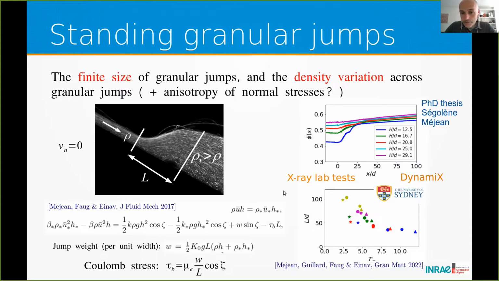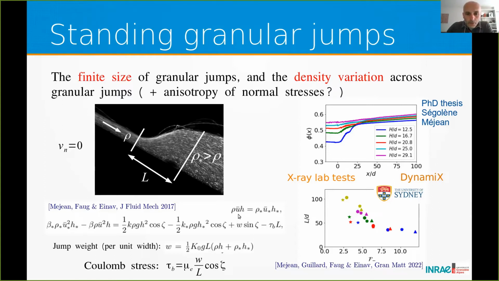And the length of the jump is far from 0. At high Froude number, we have values of about 30 diameters. And when you decrease the Froude number, the length of the jump is increasing. So clearly, we need to take into account the density variation across the jump and the length of the jump and the force acting inside the jump. And also maybe we have some anisotropy of the normal stresses across the jump because the material changes, the stress distribution is changing across the jump.